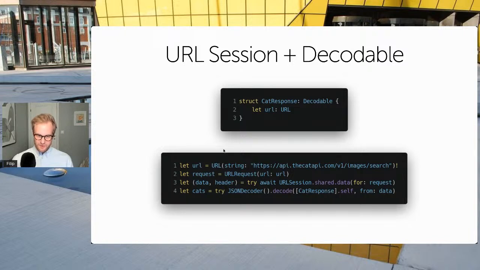If it fails, an error will be thrown. You need to handle it at the call site. Otherwise, you will actually have cats here, the array of cats. And then you can get the first one if you want to. So what changed here? Since I said we don't care about the header, you can mark that with an underscore to just say I don't care about this. It will be whatever. Let's trash it.